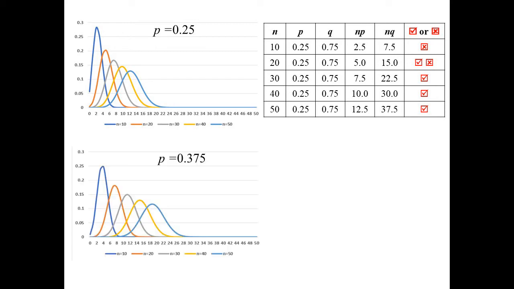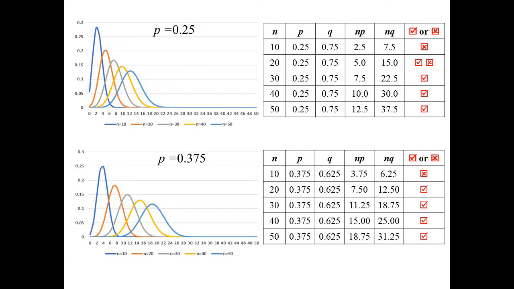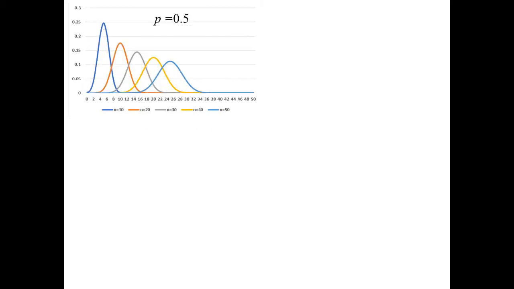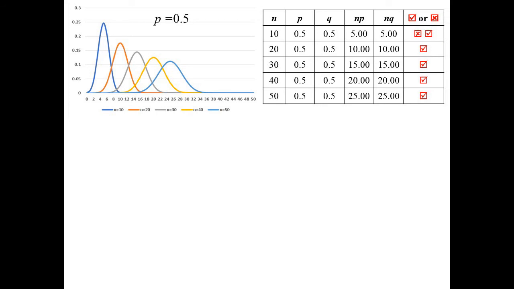Okay, let's increase the probability to 0.375. Well, n equals 10, still no good. 20, yeah, I think it's okay. I mean, we can see that it's started to go asymptotic there to the x-axis. And then consequently 30, 40 and 50 are all okay as well. 0.5 and 10 now, it's starting to begin to look okay. It's in that borderline territory, but all the others are fine.